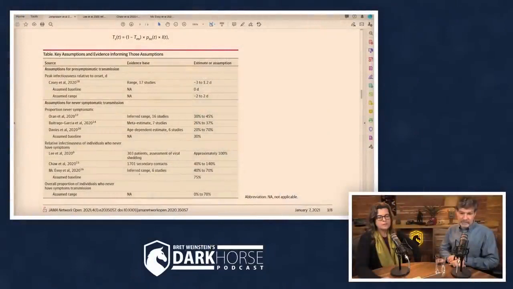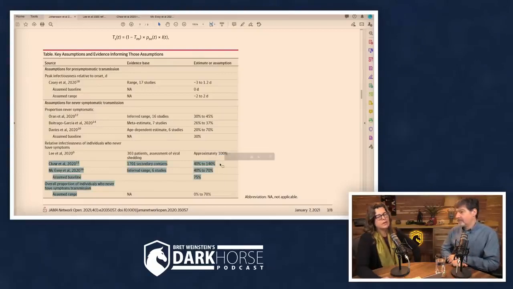And just a reminder that Johansson et al. find that this paper found 40 to 140% of asymptomatic cases. No. Asymptomatic cases are 40 to 140% as infectious as symptomatic cases. That's what Johansson reports about this paper.